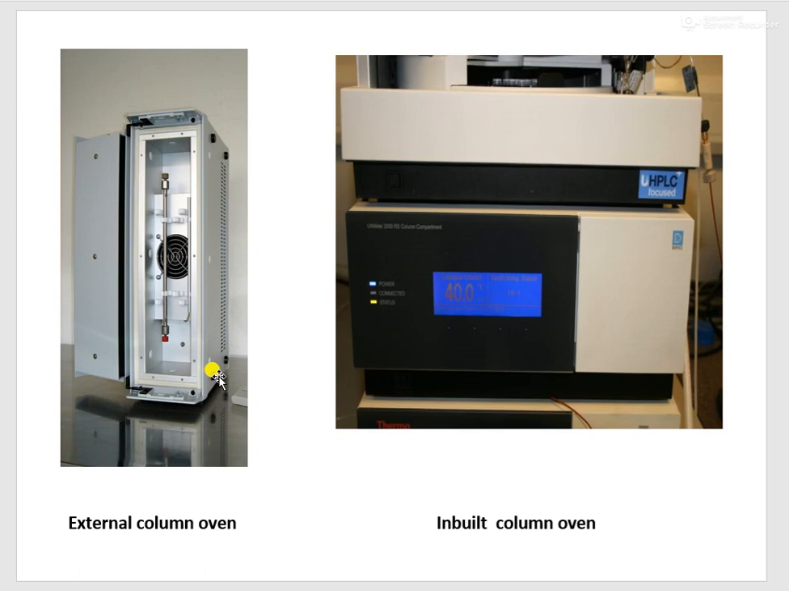This is the picture for column oven. This is external column oven, means if you don't have column oven inbuilt in your HPLC system, you can buy appropriate column oven which is compatible to your HPLC and you can externally join to your system. So this is external column oven. You can see it is a small chamber, and this chamber is thermostatically temperature controlled, where you have to place your column. So at particular temperature your analysis or your separation will take place.